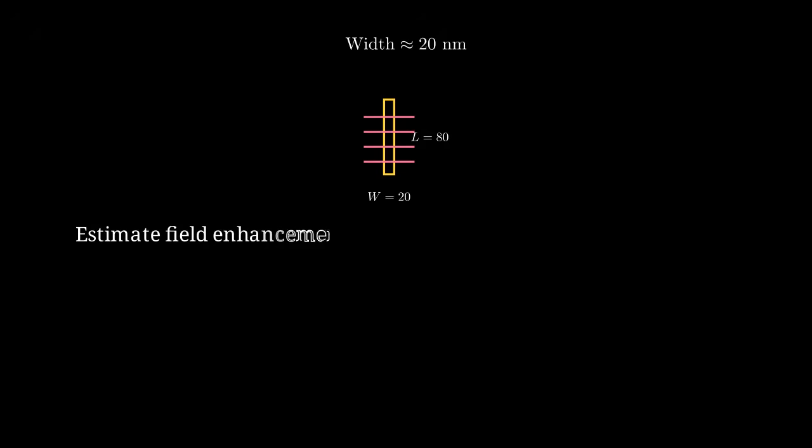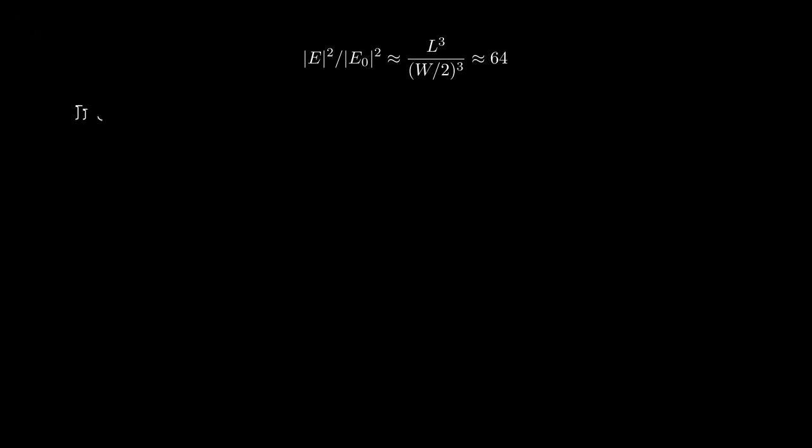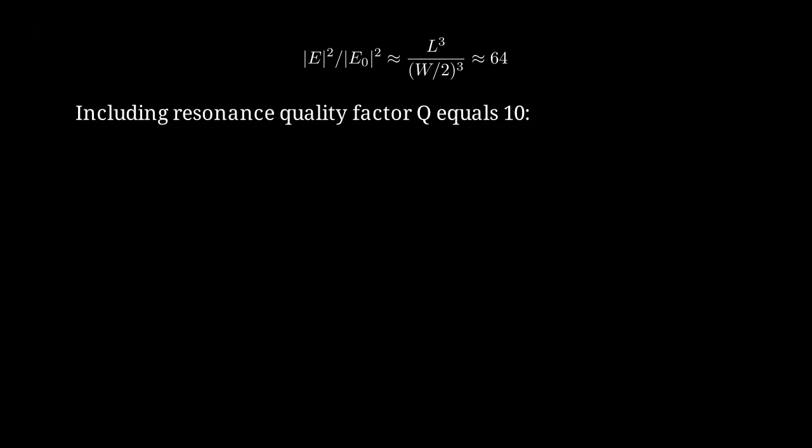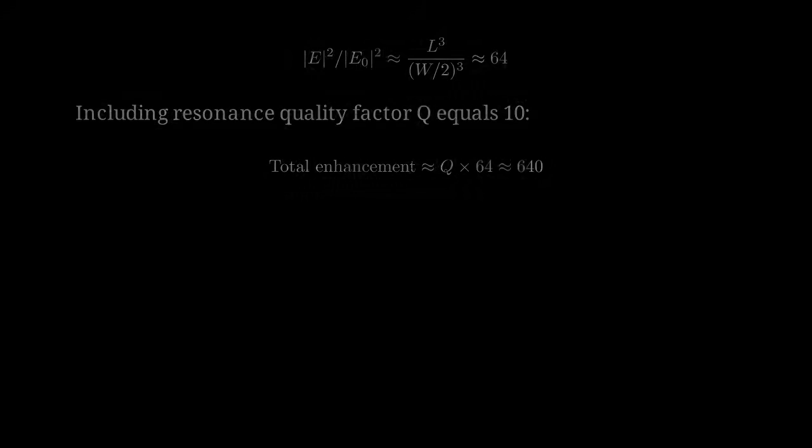Now let's estimate the field enhancement we can achieve with this structure. The intensity enhancement scales as (L over W over 2) cubed, giving us approximately 64 times enhancement. Including the resonance quality factor of about 10 for gold structures, we get even more enhancement. The total enhancement is Q times 64, or approximately 640 times the incident intensity.